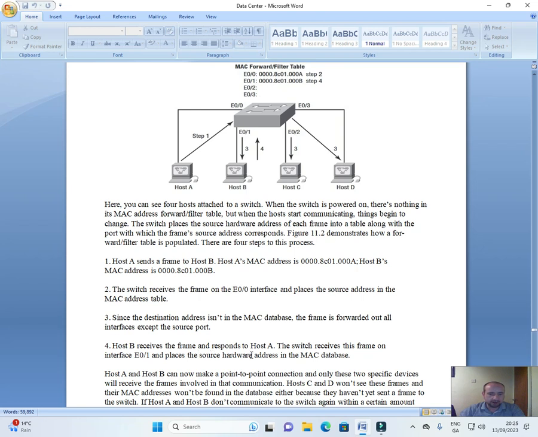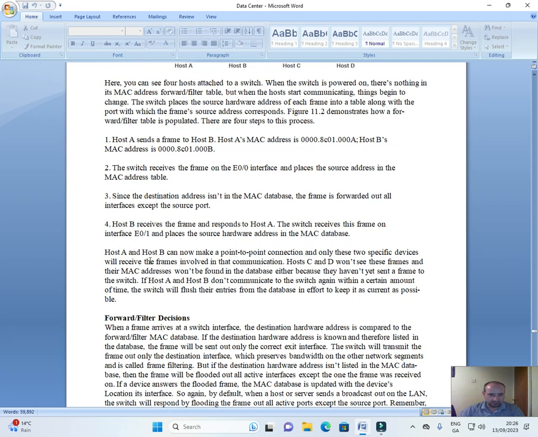Host B receives the frame and responds to host A. The switch receives this frame on interface E0/1 and places the source hardware address in the MAC database. Host A and host B can now make a point-to-point connection, and only these two specific devices will receive the frames involved in that communication. Host C and D won't see these frames, and their MAC addresses won't be found in the database either, because they haven't yet sent a frame to the switch. If host A and host B don't communicate to the switch again within a certain amount of time, the switch will flush their entries from the database in an effort to keep it as current as possible.